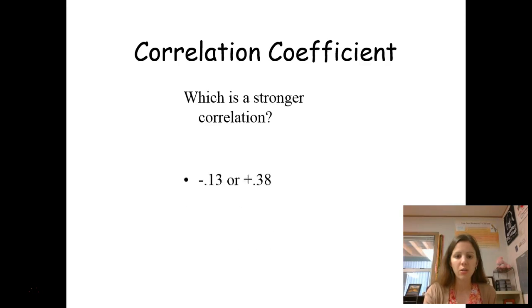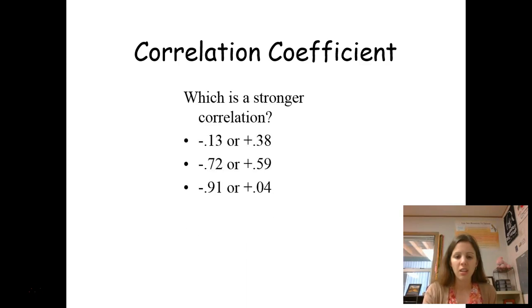Here's a quick quiz for you. Which one of these correlation coefficients in each bullet point is stronger? Is -0.13 stronger than +0.38, or is +0.38 stronger than -0.13? The answer is +0.38 because it's closer to 1 or -1. In this case, it's closer to 1. This is closer to 0, so it's weaker.